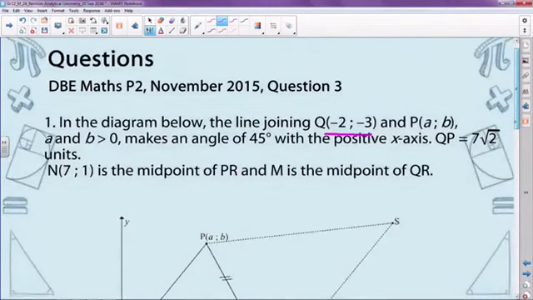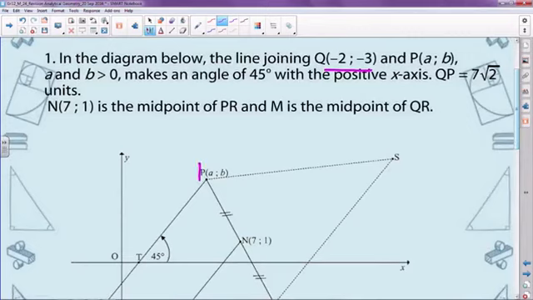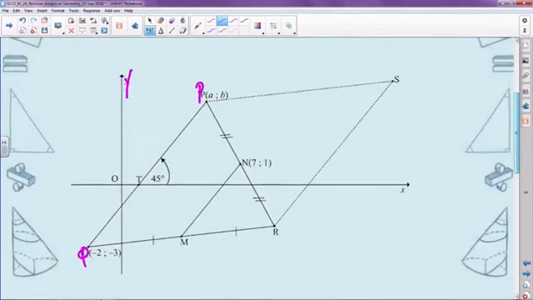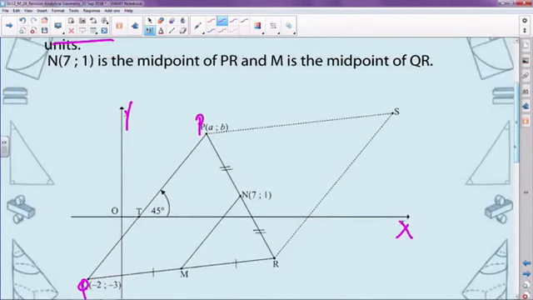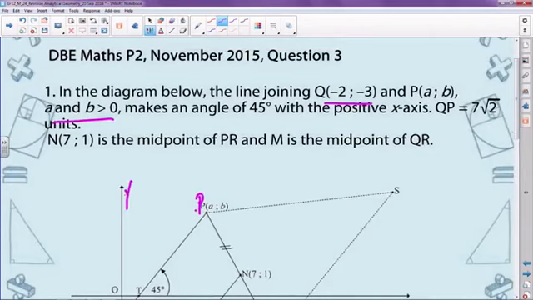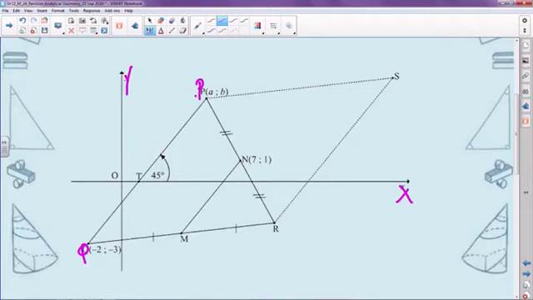So the line joining Q and P with coordinates in the first quadrant, which are A and B, and they tell you that A and B are greater than zero. Obviously, if you look at the way this diagram is positioned on the Cartesian plane, it makes sense for A and B to be greater than zero because your diagram does have the point P in the first quadrant. And they tell you that that line makes an angle of 45 degrees with the positive x-axis, and that's at point T, as you can see there. That's 45 degrees.